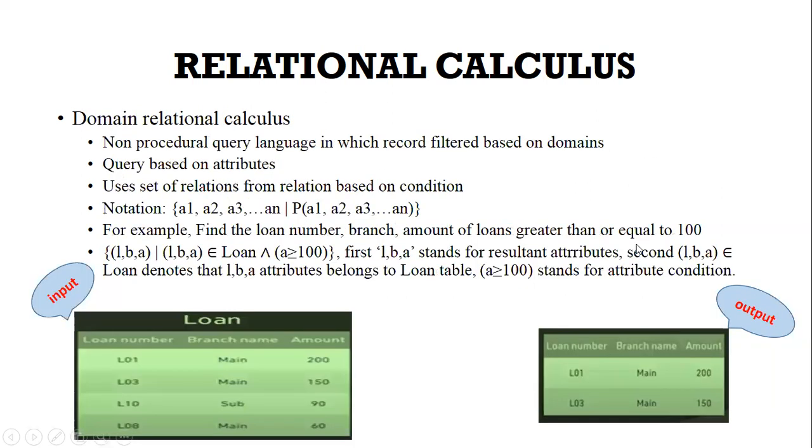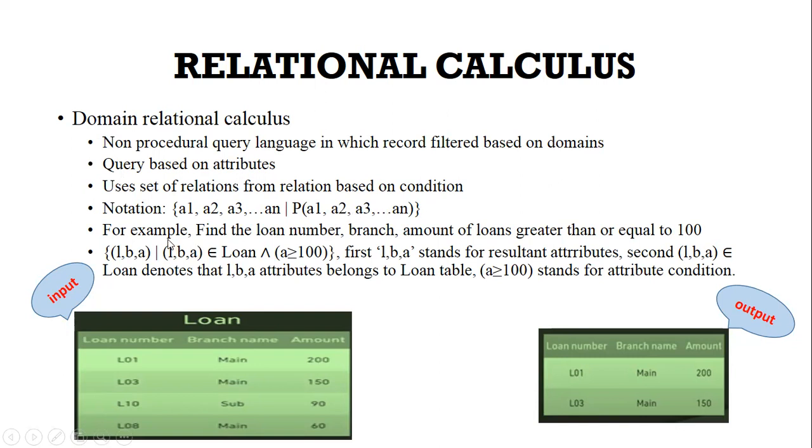Okay. The next thing is the domain relational calculus. In domain relational calculus, it's a non-procedural query language in which records are filtered based on domains. The query is based on attributes. So here we are using the set of tuples from a relation based on the condition. The notation is {<A1, A2, A3, ..., An> | P(A1, A2, A3, ..., An)}.